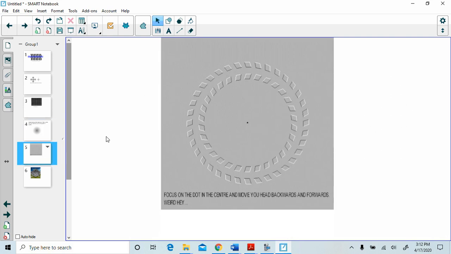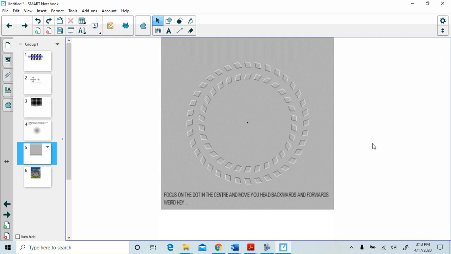And this one here, another popular one that's out there. There's so many of them. So we're just looking at a few of them. This one here is saying, focus on the dot in the center and move your head backwards and forwards. See what happens. Okay, so your idea is to focus right on that black dot in the middle. And as you move your head closer and further from the screen, then you should see some movement.